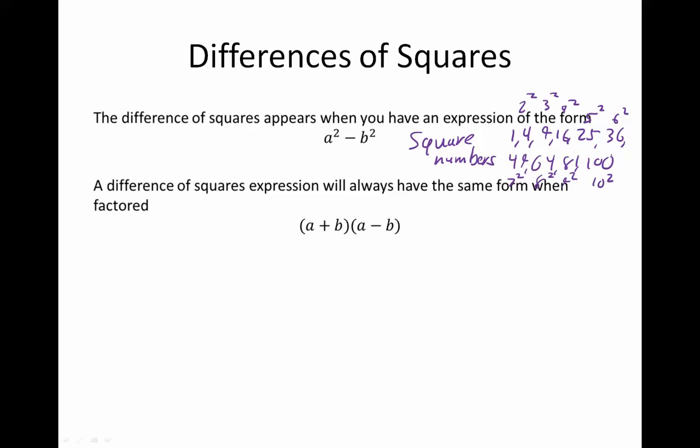If you see any of these numbers in this form, where it's something minus something, x squared minus something, then it always factors the same way: x plus b, x minus b, or a plus b, a minus b. Let's look at an example of this.